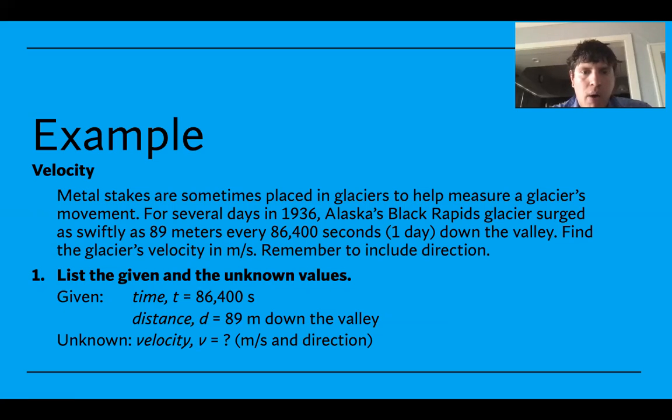Okay. So again, the first thing you need to do is just pick out what we have. We have 89 meters. Oops. Let's go back. So again, given T equals, what's our time here is 86,400 seconds. So I would write that down. Our distance here is 89 meters. So again, I would write that down. And again, the direction is down the valley. Unknown velocity in meters per second. What is it? We don't know. We have to figure it out.